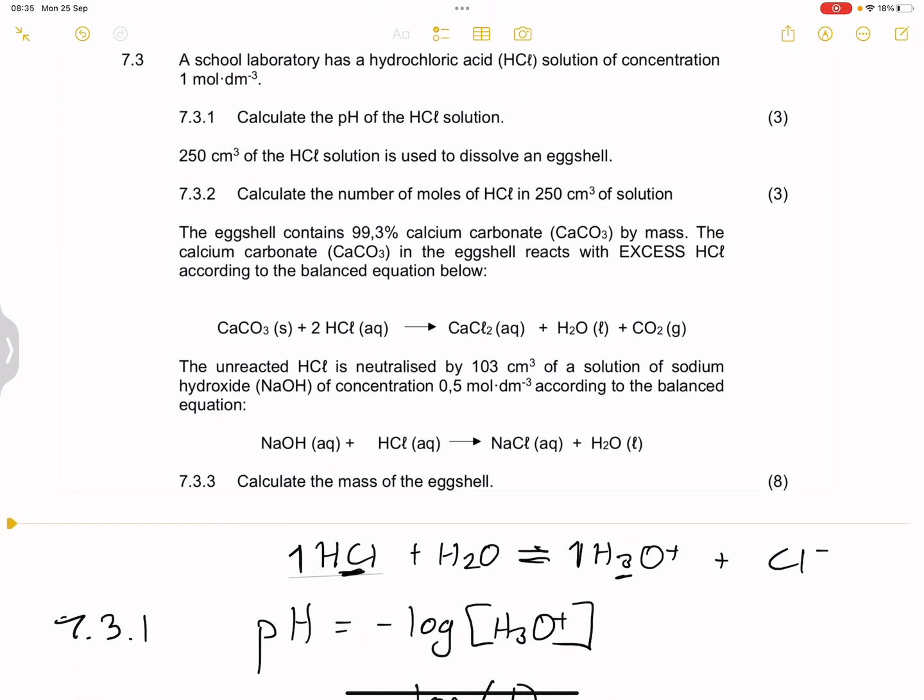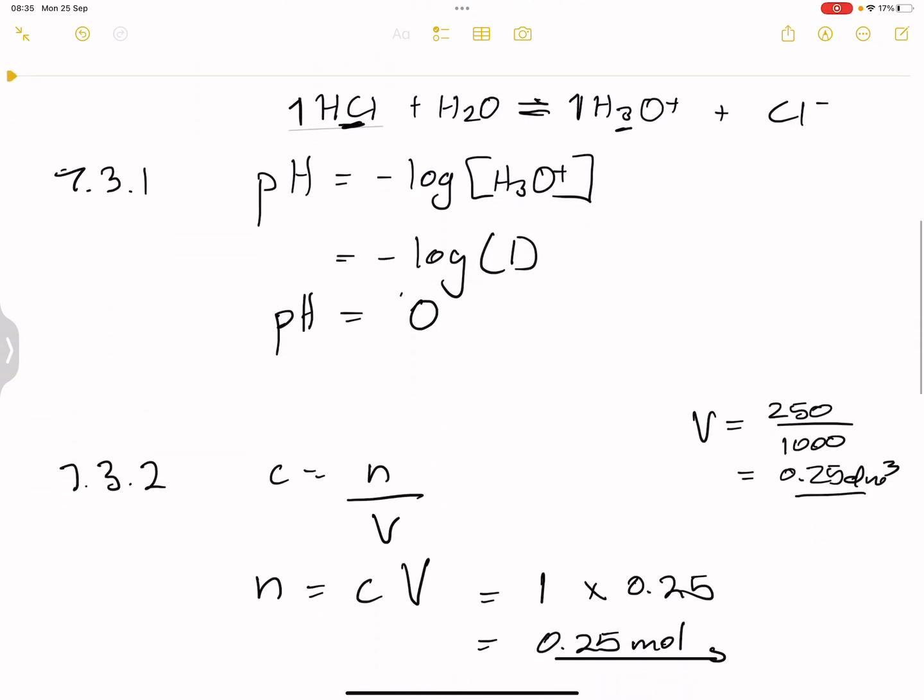And then they say to us the eggshells contain 99.3% of calcium carbonate by mass. And they say the calcium carbonate in the eggshell reacts with excess hydrochloric acid according to the balanced equation below. So we know that calcium carbonate reacts with hydrochloric acid. In the eggshells, it's only 99.3% that is the actual calcium carbonate. They say the unreacted hydrochloric acid is neutralized by 103 cubic centimeters of sodium hydroxide of 0.5 moles per cubic decimeter.